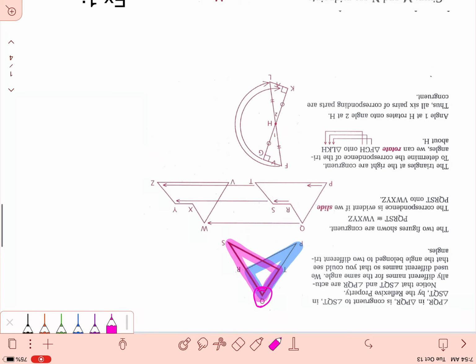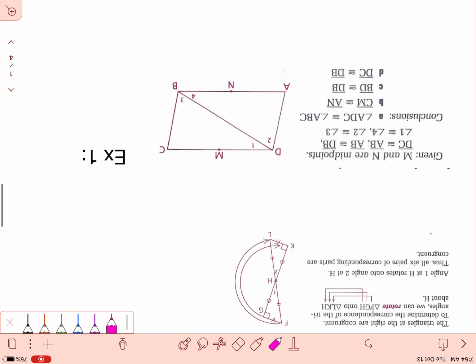They gave you an example of a rotation, so this was actually rotated, so they show you which points line up with which points, okay? So it shows you angle 1 at H rotates and lands on top of angle 2. It's just, again, instead of a slide or a translation, they're showing you a rotation. So this could be what it looks like.